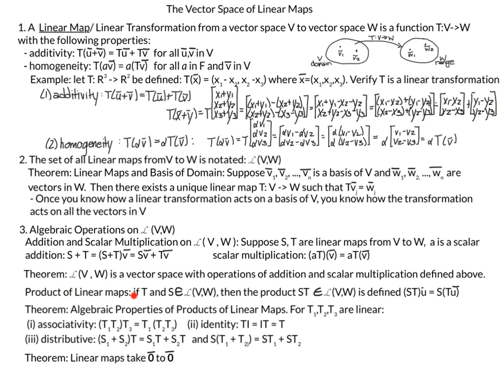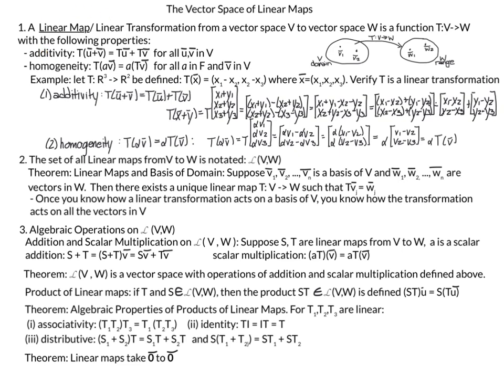We also can define the product of linear maps, which looks a lot like function composition. And then we have the algebraic properties of using this product of linear maps. And finally, we have the theorem that says linear maps always take the zero vector to the zero vector. That wraps up our overview.